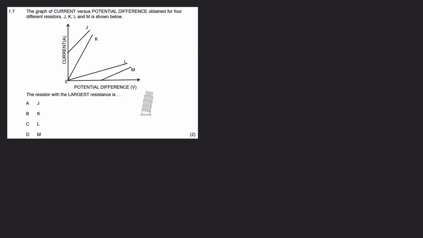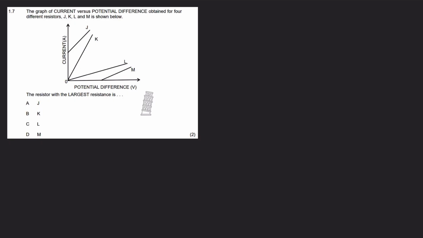Today we're going to be looking at the November 2024 paper, and we're going to focus specifically on the section on electricity. Okay, so let's go through the questions.